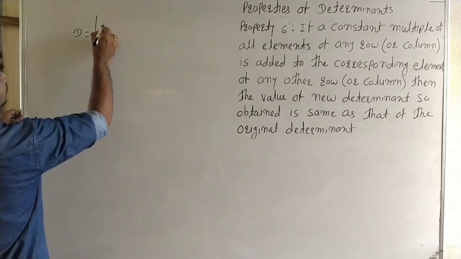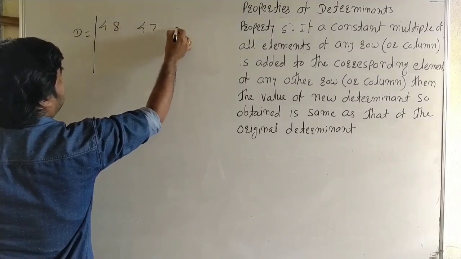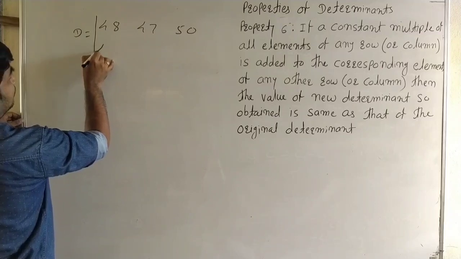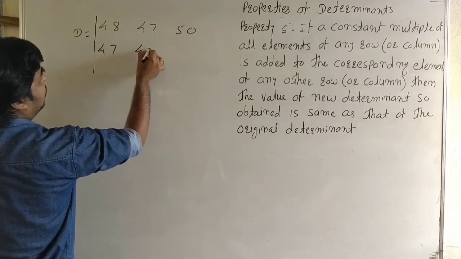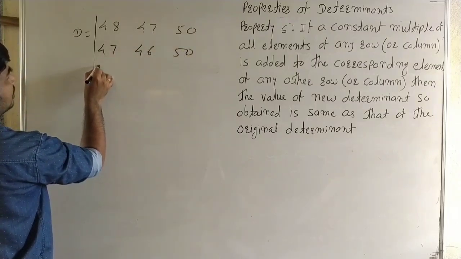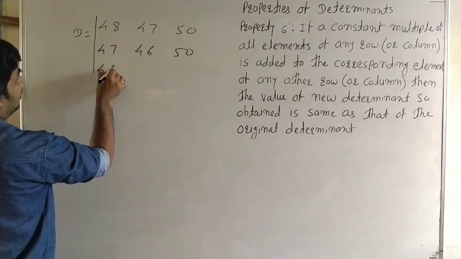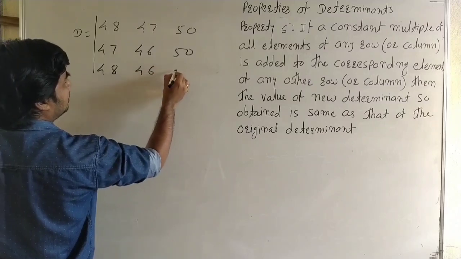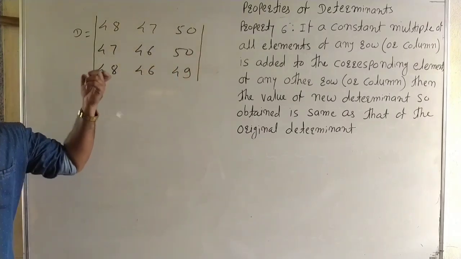See carefully here: 48, 47, 50, 47, 46, 50, and suppose here it is 48, 46, and here suppose 49. Now how to find the value of this determinant?